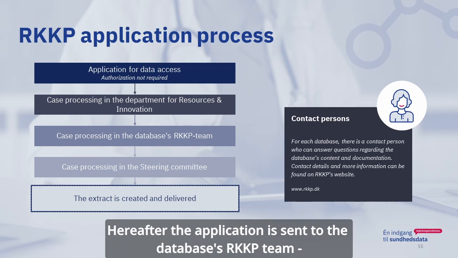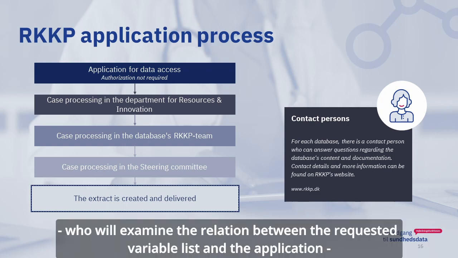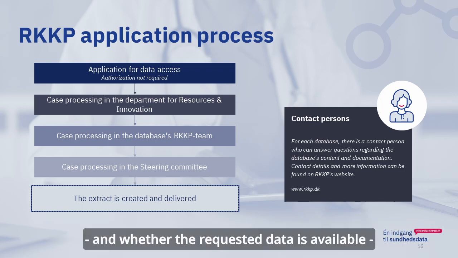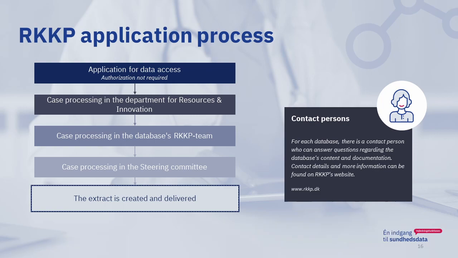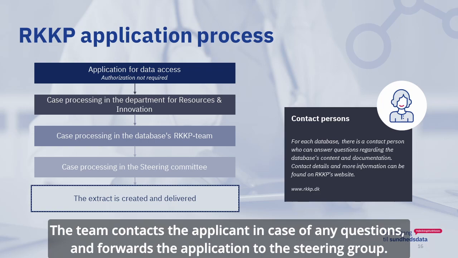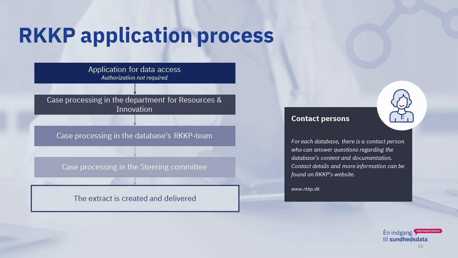Hereafter, the application is sent to the database's RKKP team, who will examine the relation between the requested variable list and the application and whether the requested data is available, including whether the desired extract can be clearly defined. The team contacts the applicant in case of any questions and forwards the application to the steering group.